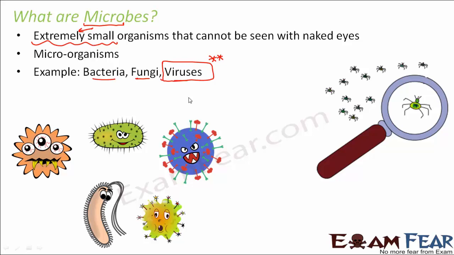That's because viruses are quite different from other microorganisms, and that is why viruses are often not categorized as a microorganism. Now, why I have included it in the example is viruses are also extremely small, so they also cannot be seen with naked eyes. So as per that definition, viruses have been included in the example, but when you talk about the classification of microorganisms, viruses are not included because viruses do not show the basic characteristics of a living organism.